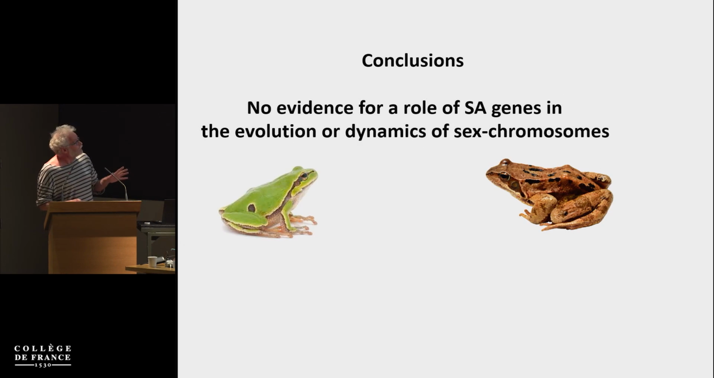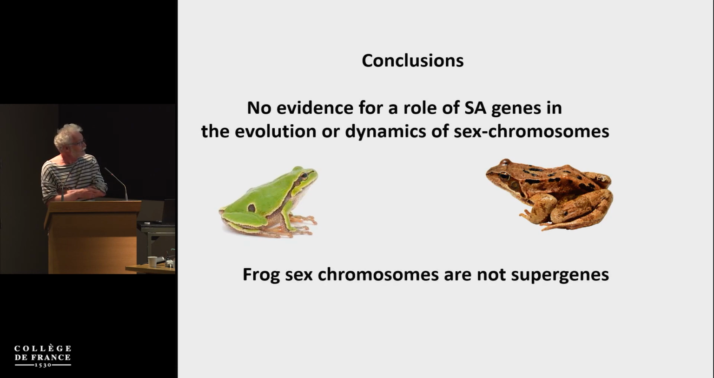Okay, conclusions. We didn't find any evidence for a role of sexually antagonistic genes in the evolution or dynamics of sex chromosomes in the frog species that we studied. And so we cannot consider these sex chromosomes in frogs as a supergene.